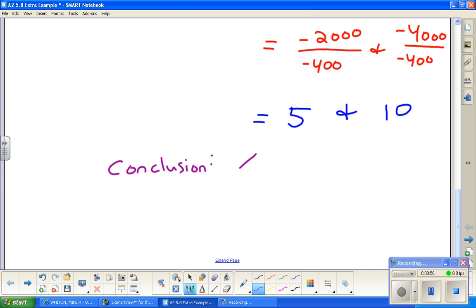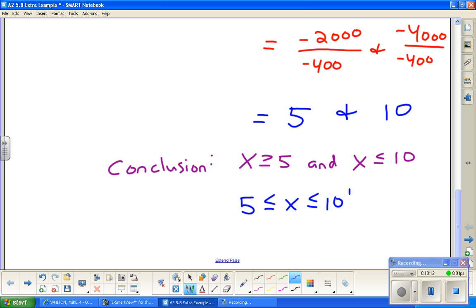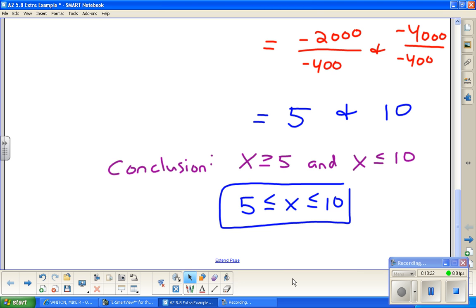Or you could do inequalities. You could say x is greater than or equal to 5 and x must be less than or equal to 10. That's one way to write it, as two separate inequalities. Or maybe even better, a compound inequality: 5 is less than or equal to x, less than or equal to 10. That says x has to be in between those two numbers, and that's the most concise, the best way to do that. So that is a quadratic inequality example.